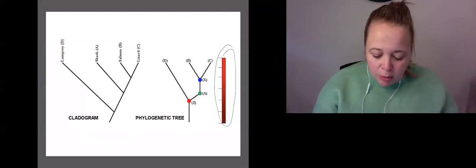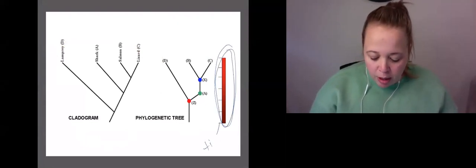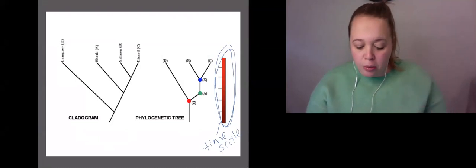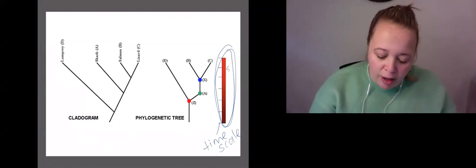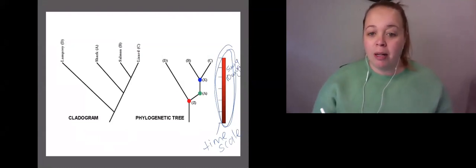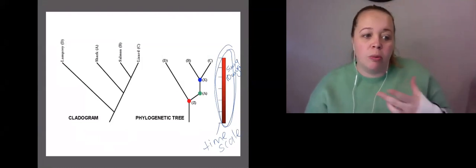What determines whether it's a cladogram or a phylogenetic tree is whether or not it's got a time scale. So if it is a scaled tree, so it has an actual scale at the side here that might say 5 million years ago, 10 million years ago, anything like that, that makes it a phylogenetic tree because it's showing you time. Whereas a cladogram just shows you relatedness.